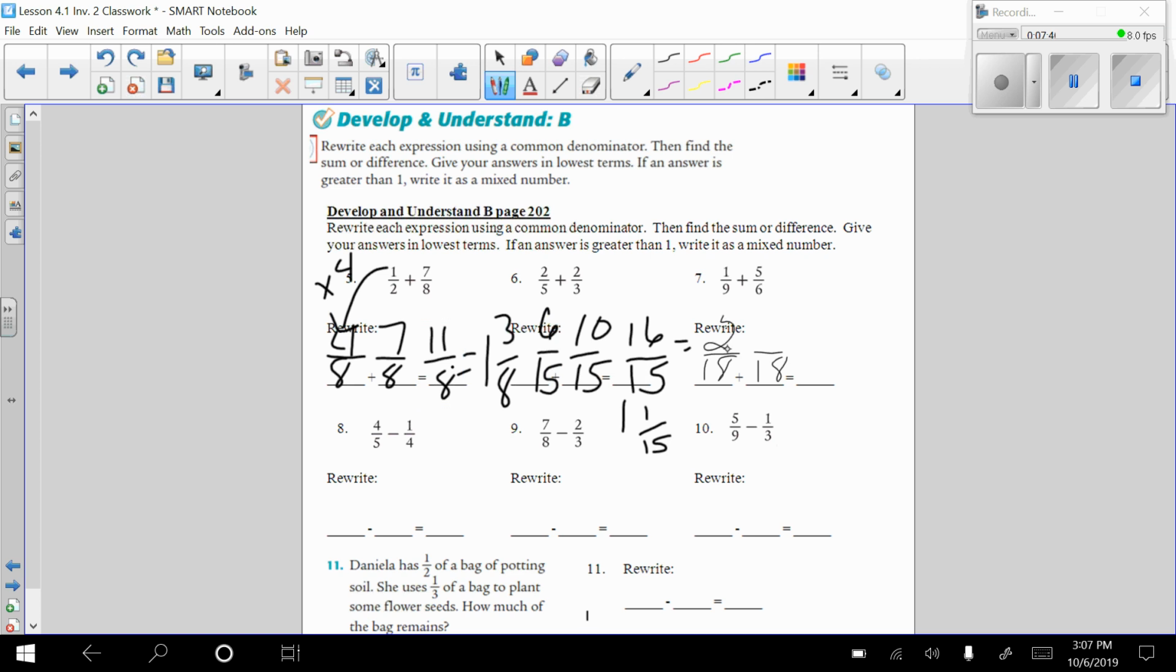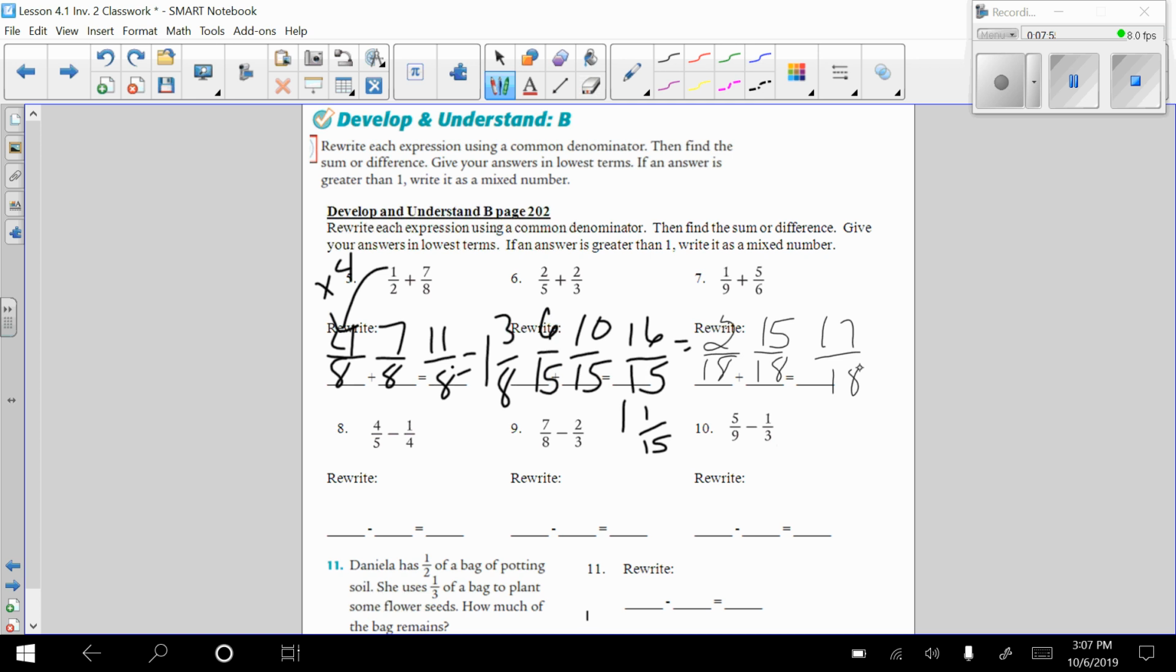What did I do to 6 to get to 18? Multiplied by 3. 5 times 3 is 15. If I add 2 plus 15, I get 17 over 18. And 17 is a prime number, so I do not need to simplify.